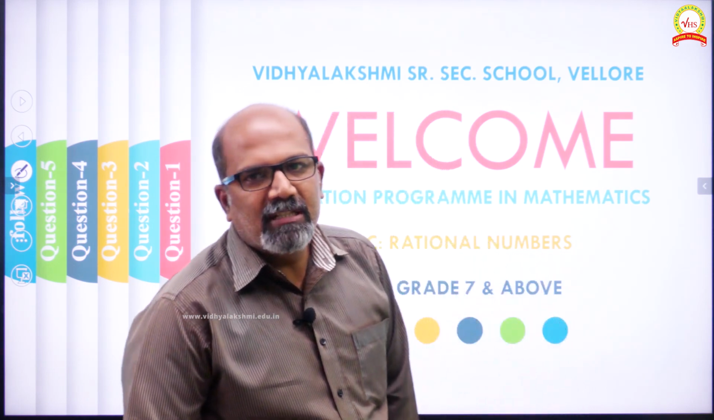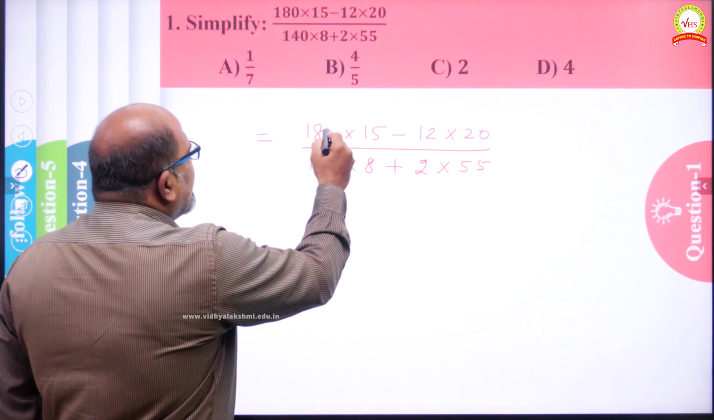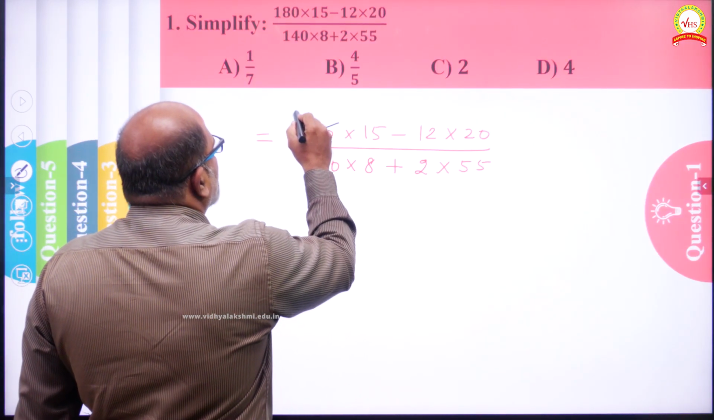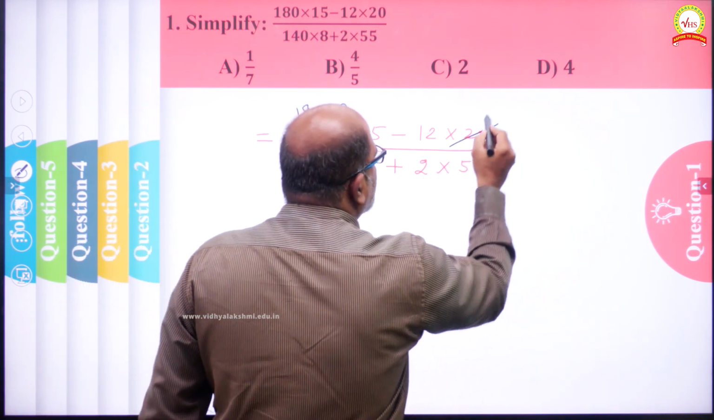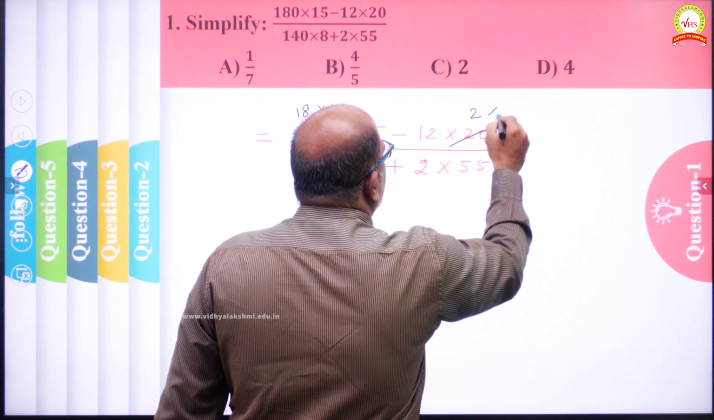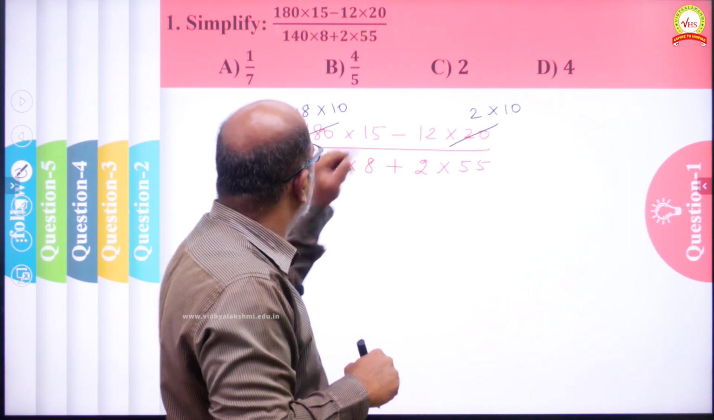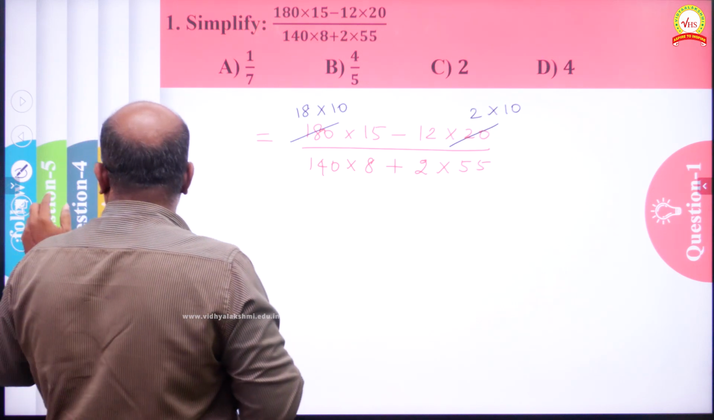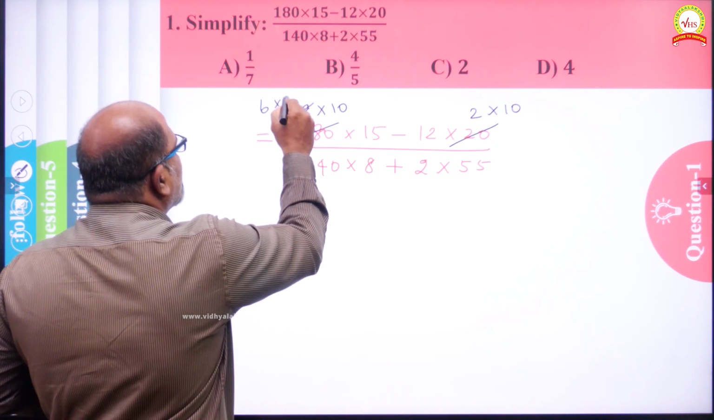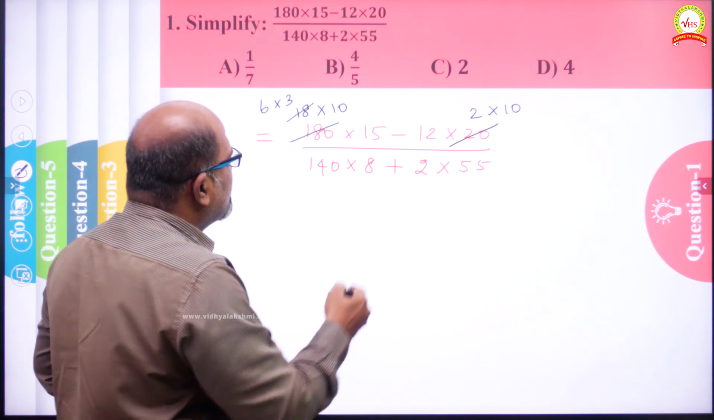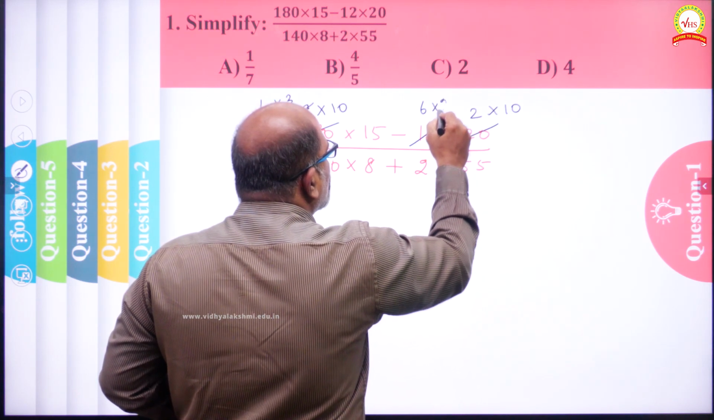Let us start our session with our first question. You can see that this 18 can be expressed as 18 multiplied by 10. Okay, this 20 can be expressed as 2 multiplied by 10. So I can find a common factor here, 10, between these two. Then in the next step I can write this 18 as 6 into 3. Am I right? 6 into 3 is 18. In the same way, here this 12 can be expressed as 6 into 2.